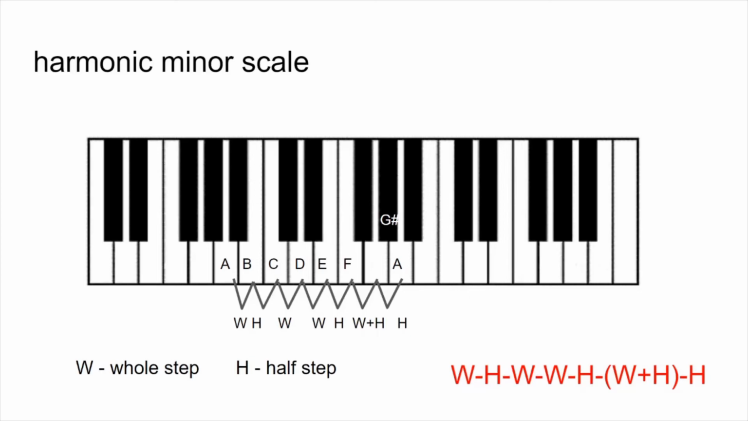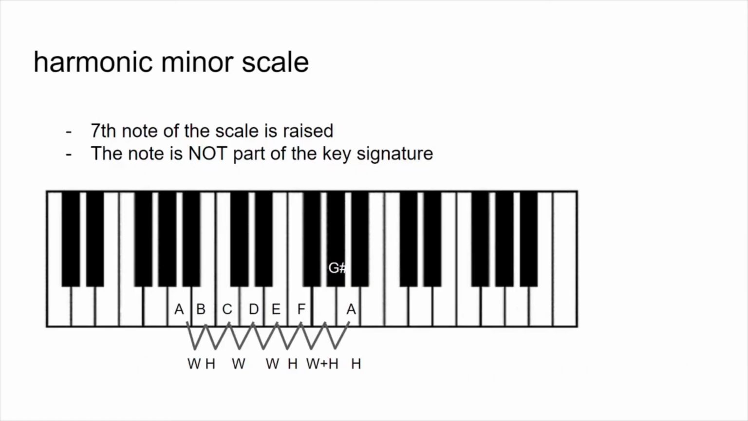This also changes the formula up a bit. The formula for a harmonic minor scale is whole step, half step, whole step, whole step, half step, and then a whole step plus a half step from F to G sharp, and then finally a half step to go back down to A. Keep in mind, the 7th note, which has been raised, is not part of the key signature. This note will simply appear as an accidental in your music.